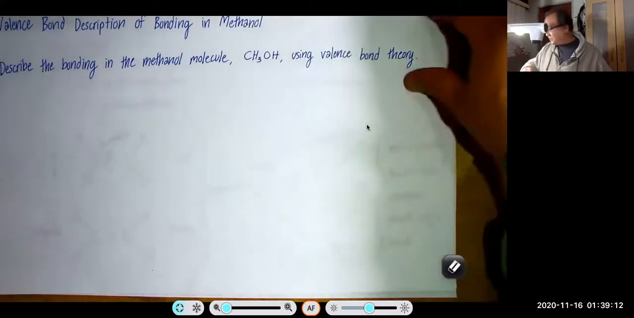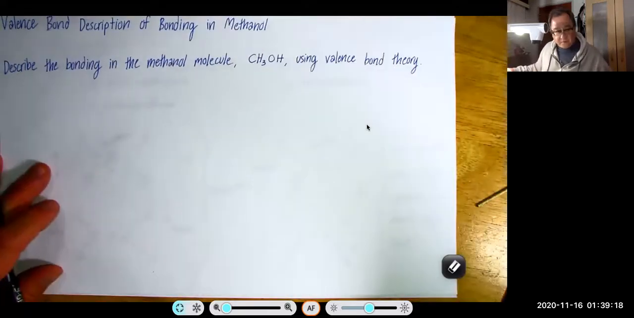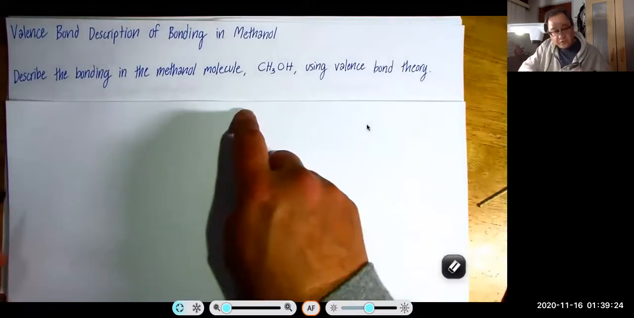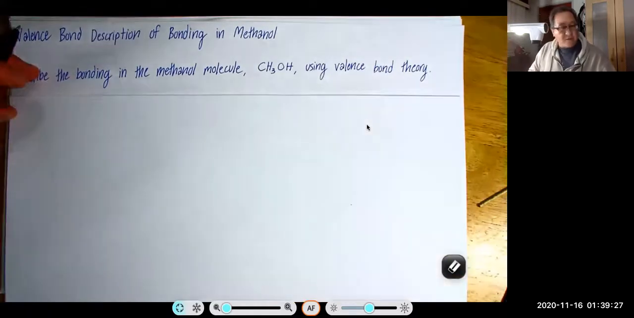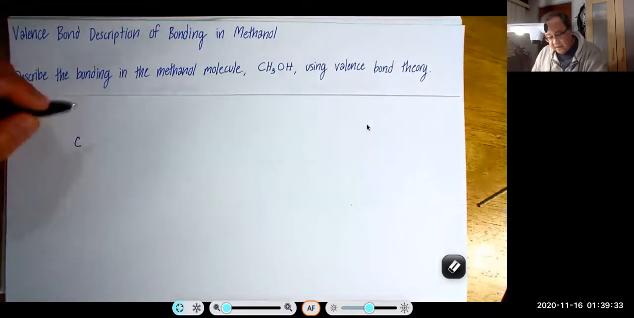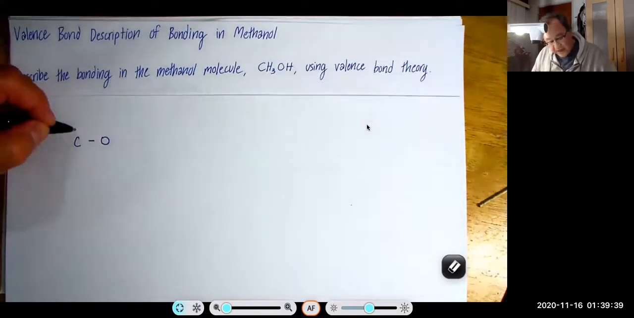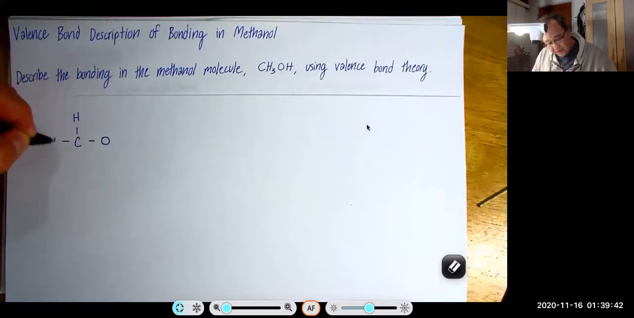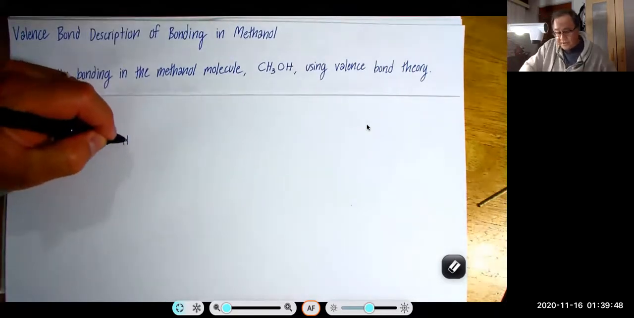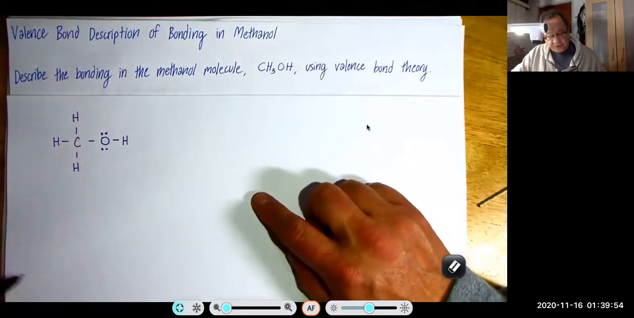Okay, so let's look at the valence bond description of bonding in methanol. The molecule is CH3OH, so we have to draw the Lewis structure to figure out what's going on first. We know that the carbon is going to be a central atom. The oxygen is probably also going to be a central atom. And the H3 means that you have 3 hydrogens on this carbon. So it's going to look like this. And you're going to have a hydrogen on the oxygen, clearly because the hydrogen is drawn next to the oxygen. And you're going to have lone pairs on the oxygen, so you have octets all around.